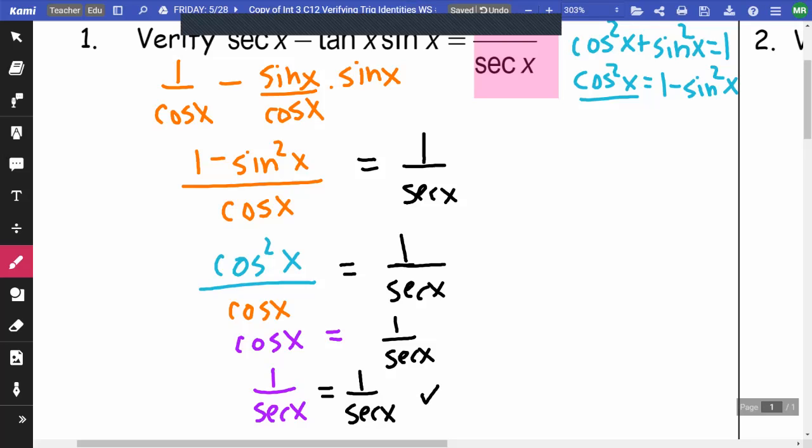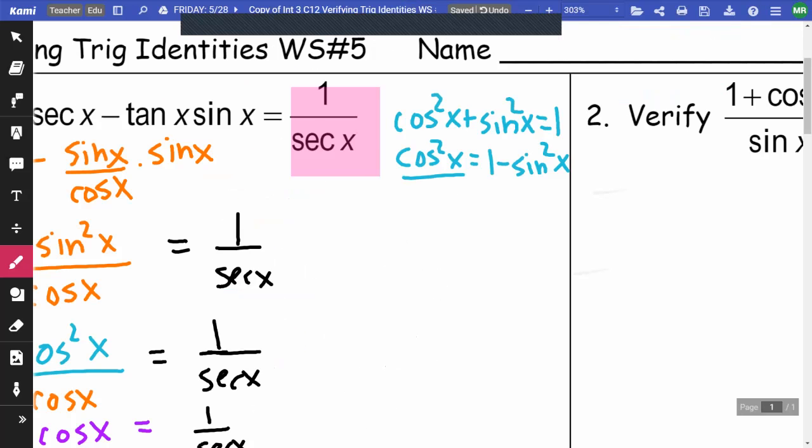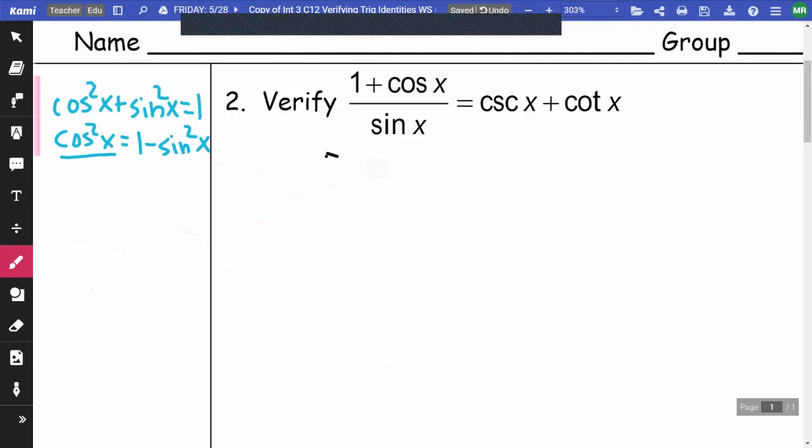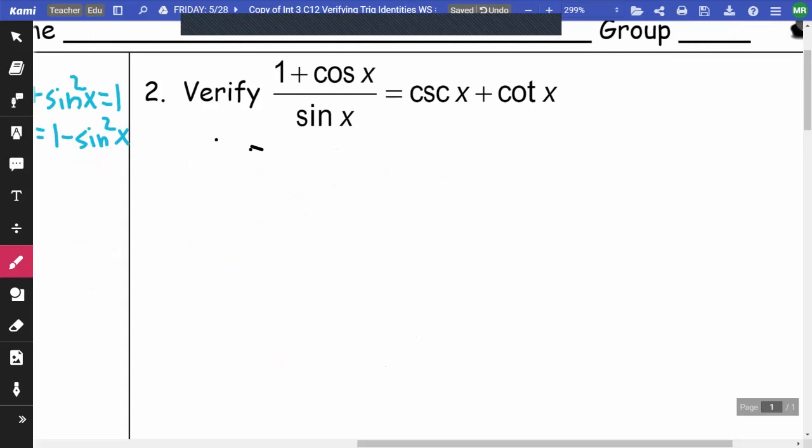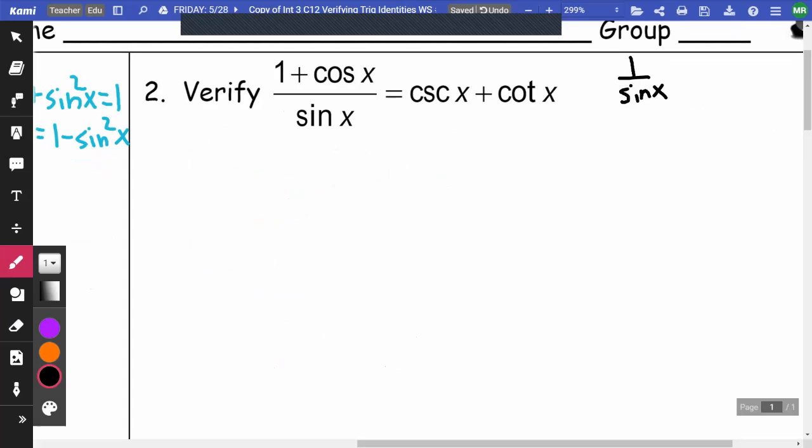Okay, number 2. So on number 2, I'm trying to get a cosecant x and a cotangent x. And just real quick, cosecant x is really 1 over sine x. Cotangent x is cosine x over sine x. So that's kind of what I'm trying to get.